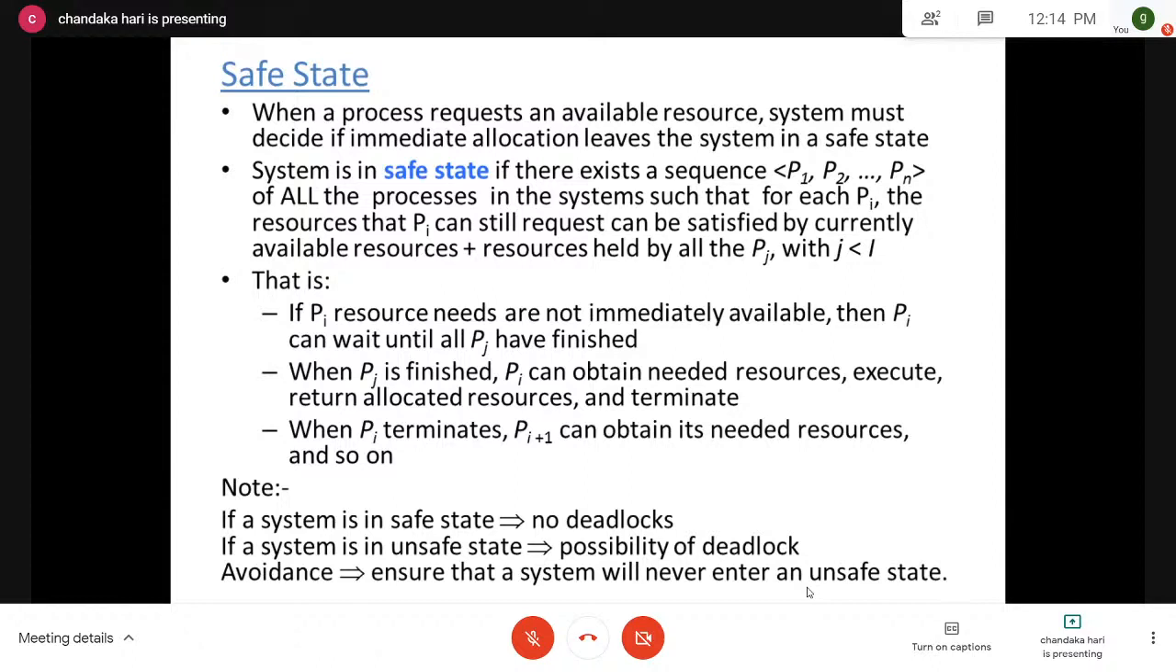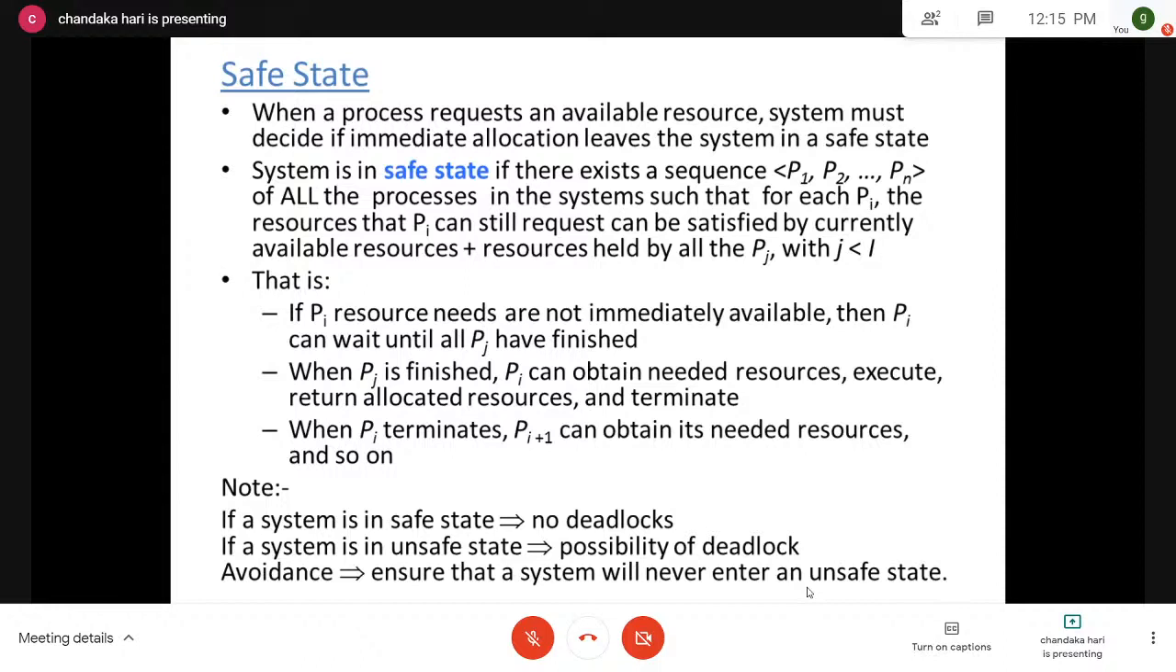Why? Because after sanctioning, the process executes, and whatever set of resources has been released should again satisfy any one of the waiting processes. This is recurrently satisfied until all jobs are completed from the ready queue. So that's why, when a process requests an available resource, the system decides whether immediate allocation will leave the system in a safe state or not.